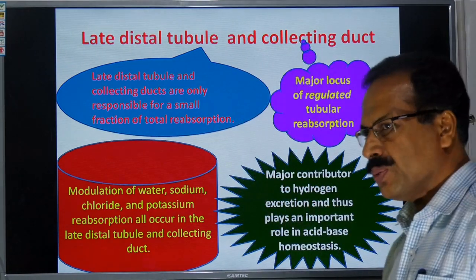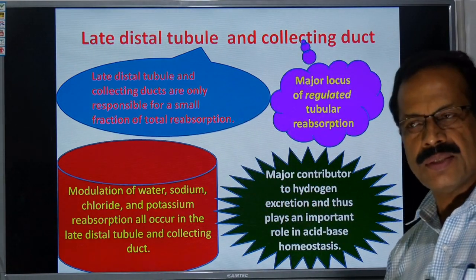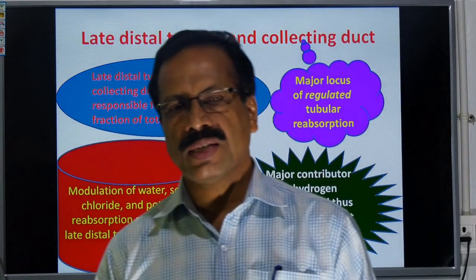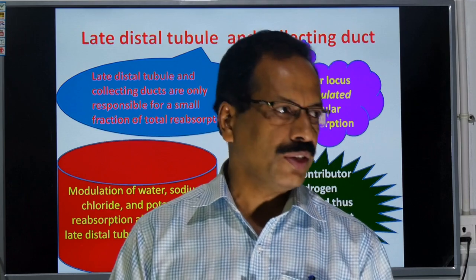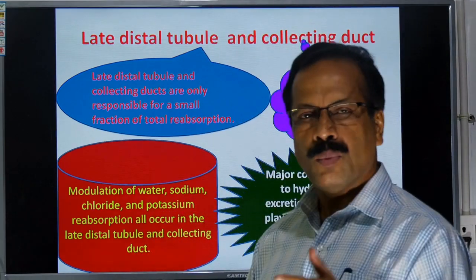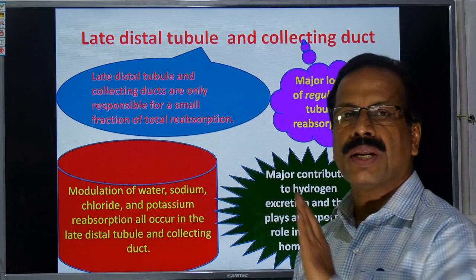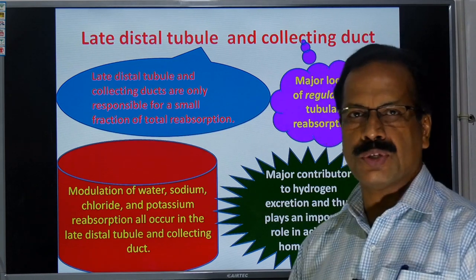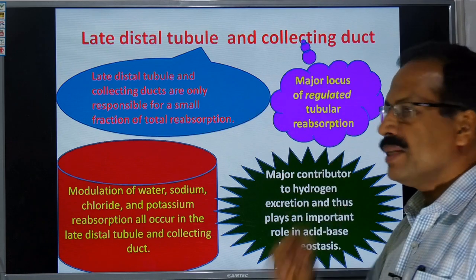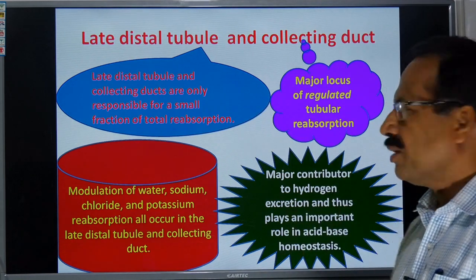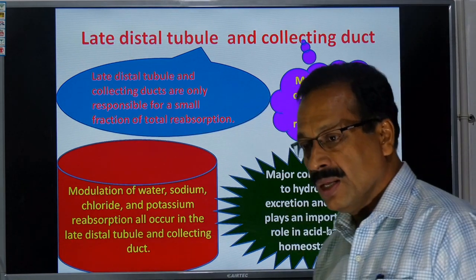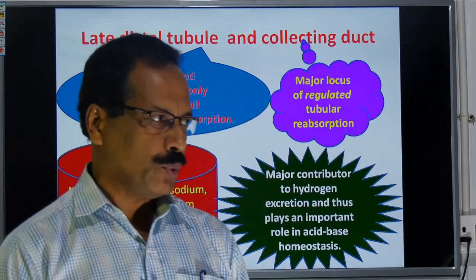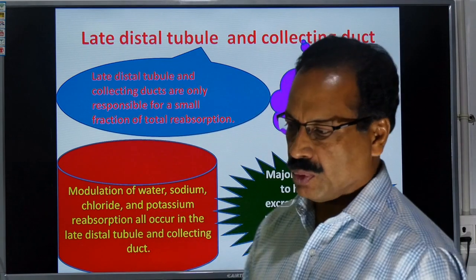So the reabsorption or secretory process happening at this region is quite low, because by the time the tubular filtrate reaches the late distal convoluted tubule and collecting duct, most of the required materials are already reabsorbed. Only a little bit is remaining. As a result, the reabsorption happening in the late distal convoluted tubule and collecting duct is very minimal. And whatever reabsorption happens here is highly modulated, highly regulated reabsorption.